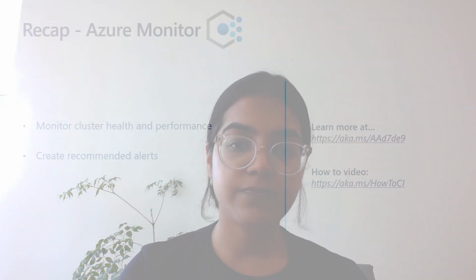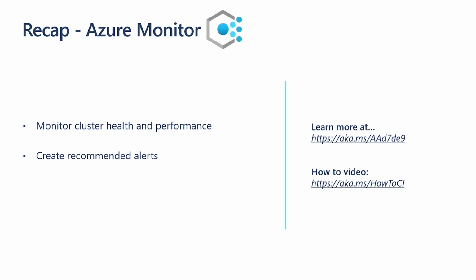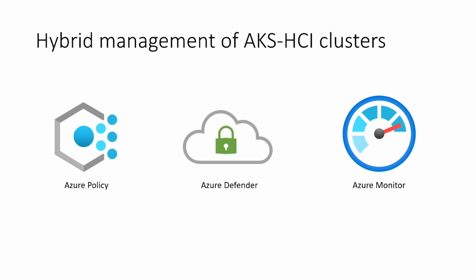In this demo, you saw how you can use Azure Monitor to monitor your AKS HCI cluster health and performance, as well as how you can create recommended alerts to make sure that you're always aware of what's happening with your on-prem clusters. You also assign something called an action group to these recommended alerts. You can learn more about Azure Monitor using the first link that points to the Azure Monitor documentation, as well as a how-to video published by the Azure Monitor team. This is how hybrid management of AKS HCI clusters is enabled using Azure Policy, Azure Defender, and Azure Monitor.